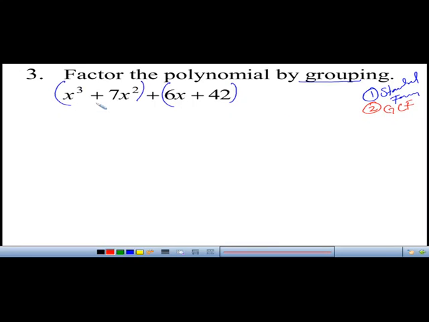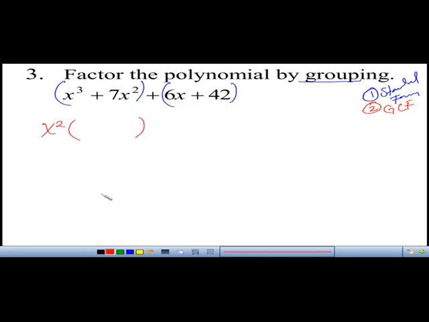So look at the first 2. We got x cubed plus 7x squared. Is there a number that divides both terms other than 1? No. But does each term have at least an x? Yes. How about an x squared? Yes. How about an x cubed? No, only the first term has an x cubed. So that means the greatest for both is x squared.